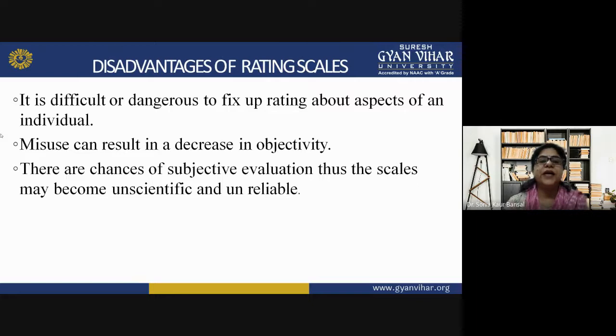Now, after looking at the advantages, we are going to see some disadvantages of the rating scale. It is difficult or dangerous to fix a rating about aspects of an individual. Yes, it is very difficult to frame an opinion because it may be affected by a number of reasons. Maybe the person is biased against a particular person and not liking them, so the rating will go accordingly. So really it is difficult and dangerous to fix an opinion about an individual, and we need genuine opinion, genuine judgment. So misuse can result in decrease in objectivity.